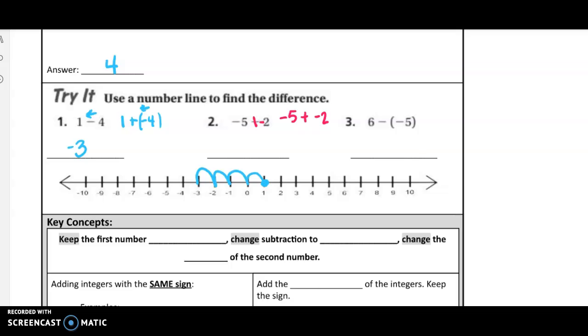So the opposite of positive 2 is negative. And so now we have negative 5, and we are going to go again to the left. So we're at negative 5, and we're taking away 2, so we're going to go deeper into the negative. So 1, 2, and that gives us negative 7.